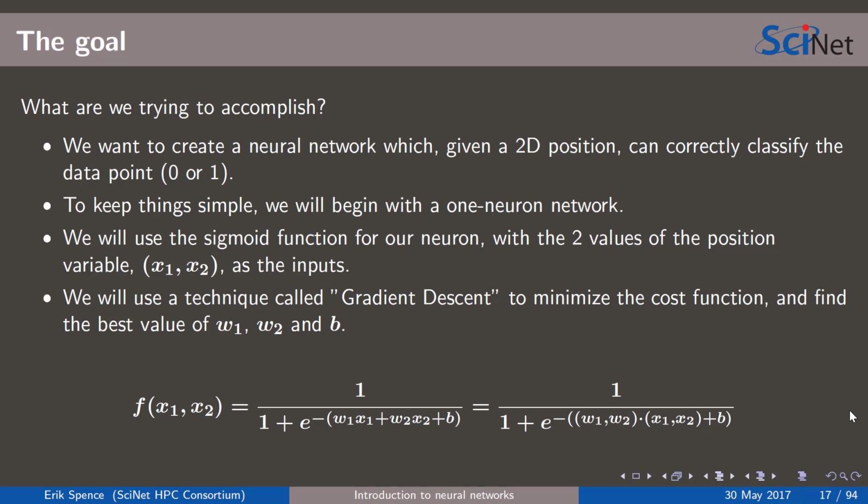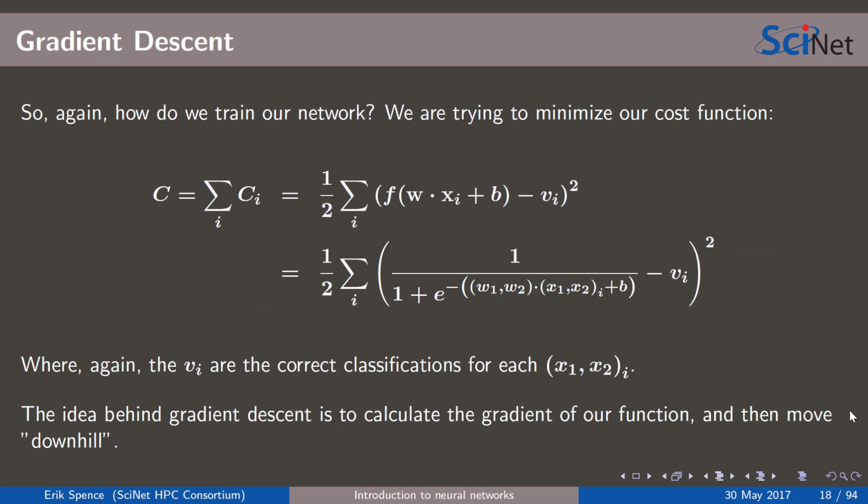Here's our sigmoid function again, in case you forgot what it looks like. Again, we only have 2 inputs, x1 and x2, so we have 2 weights plus our bias. Good? Bad. Nothing. Okay. All right. Gradient descent.